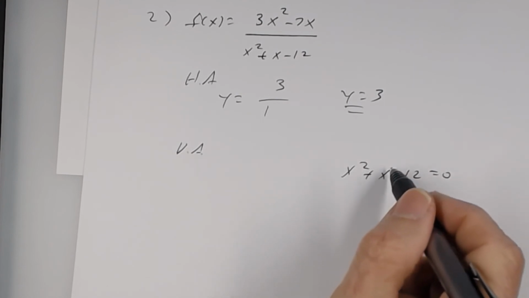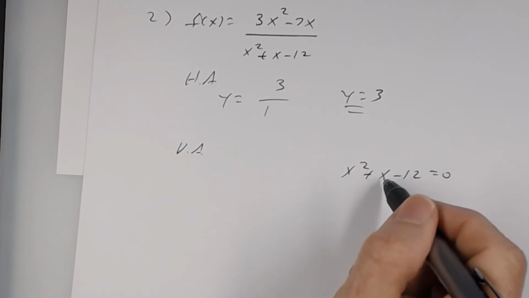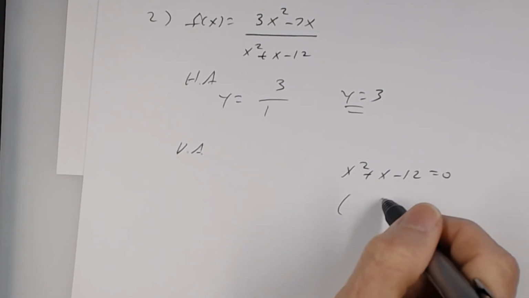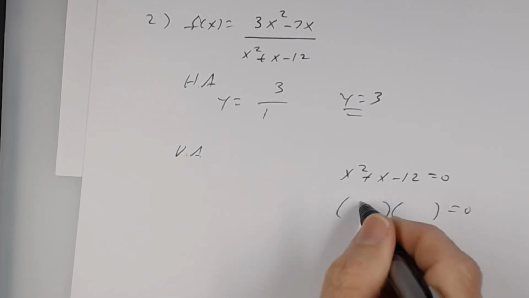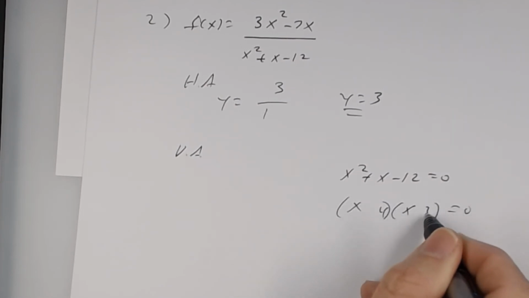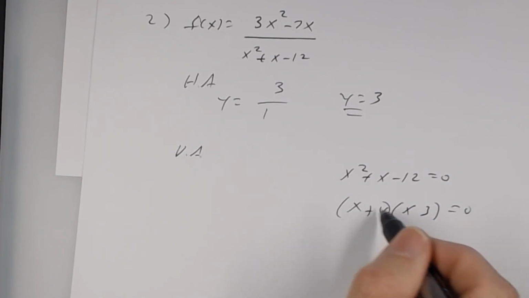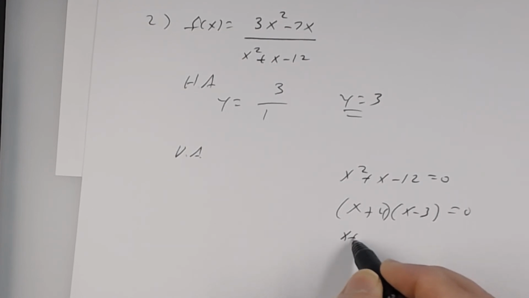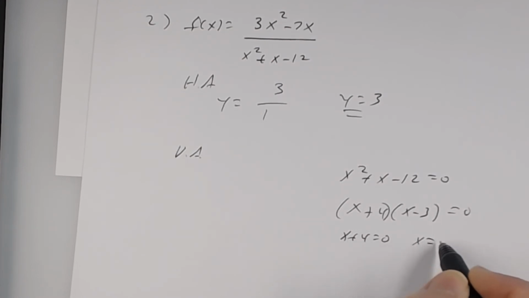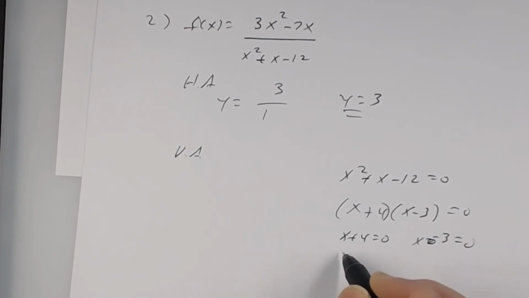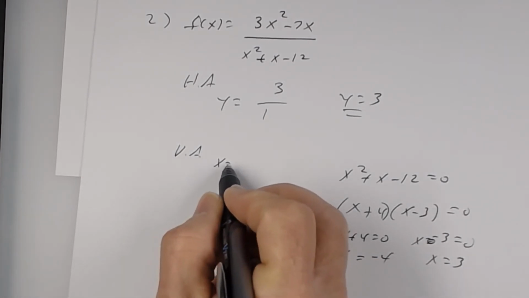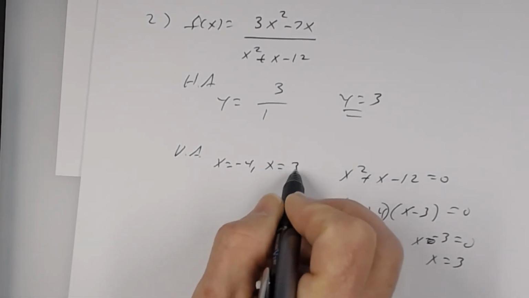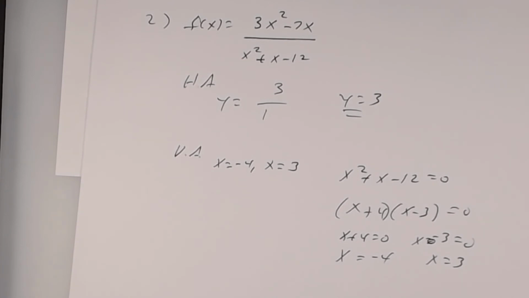You can't use the square root property right away, because there's an x term. But it's factorable. So x, 4, 3, and I think 4 is positive and then 3 is negative. What's the next step? Yeah. So what are your vertical asymptotes? x equal negative 4 and positive 3. All right, so that's how you find them.